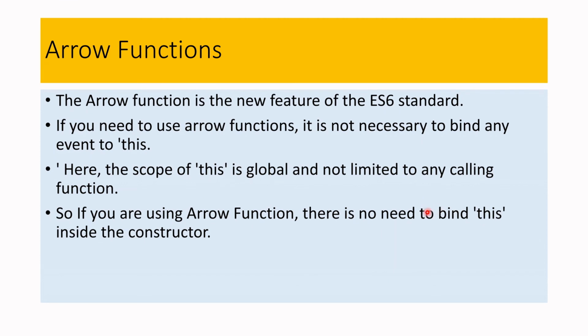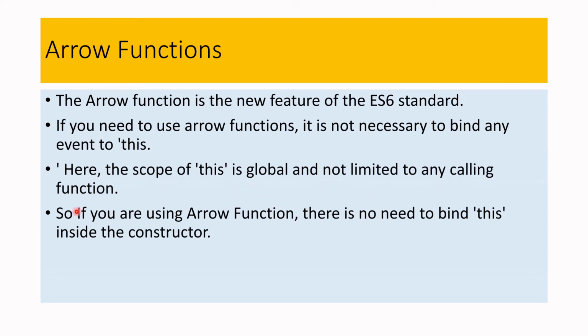okay, good. Now arrow function, there is a concept of arrow functions when ES6 came, right? So this is a new feature of ES6 as standard. If you use an arrow function, it is not necessary to bind an event to this. So here the scope of this is global and not limited to any calling function.